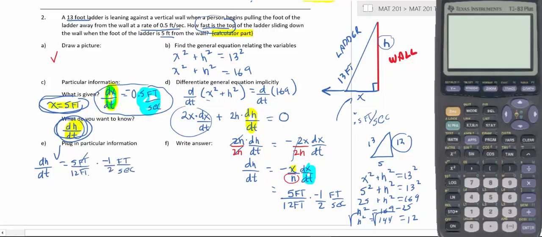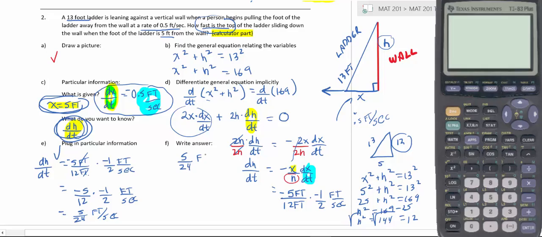Okay, so what will happen is those cross out, multiply that out, you're going to have negative 5 like this. And I think I also have a negative rate on this, so I do have a negative there I'm kind of forgetting about. So I've got negative 5 over 12 times negative 1/2. And then that's feet per second. So that would end up giving you a final answer of 5 over 24 feet per second.